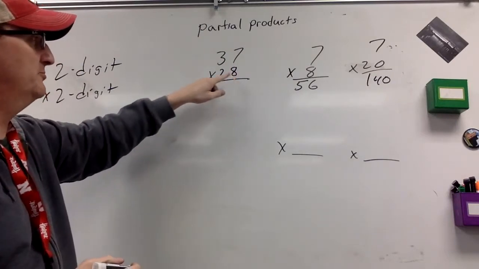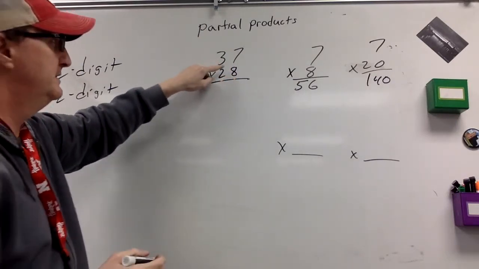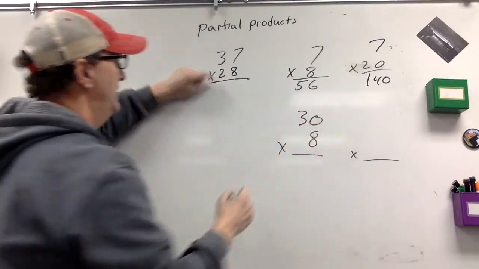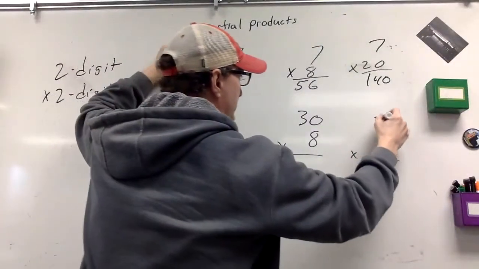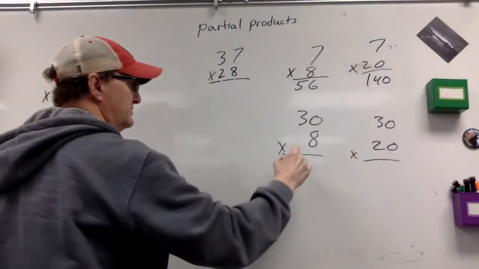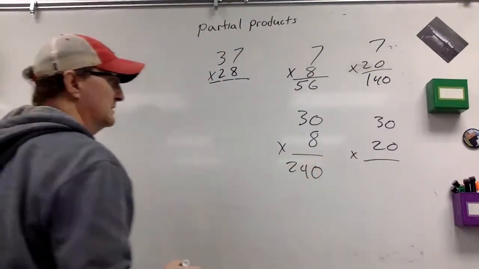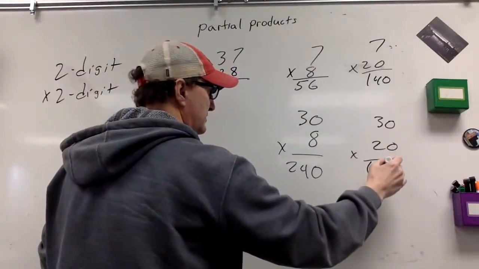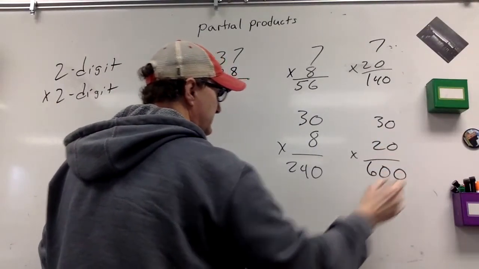Now we got to multiply both parts by 30. So we got 30 times 8, and we got 30 times 20, not 2, 20. 30 times 8, well, that's 240. 30 times 20, 3 times 2 is 6. 0 in the tens place, 0 in the ones place.